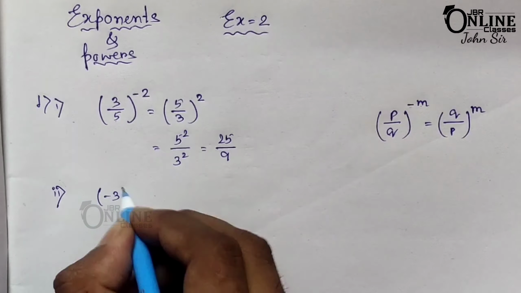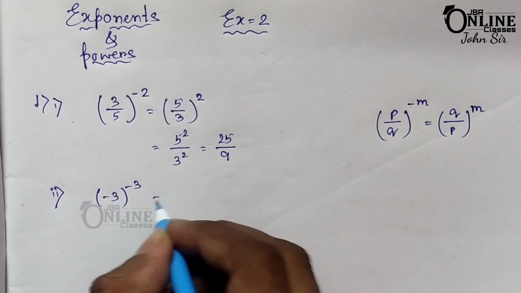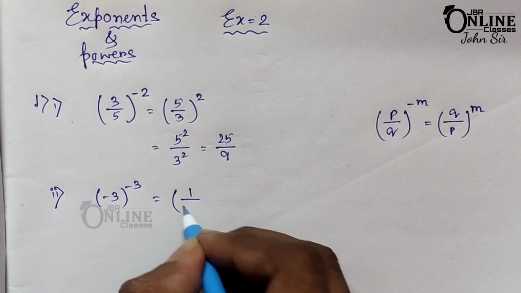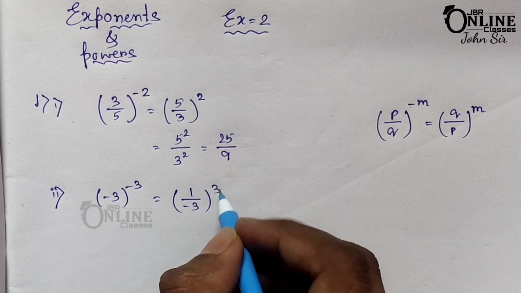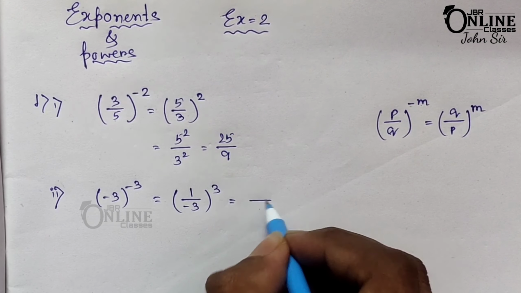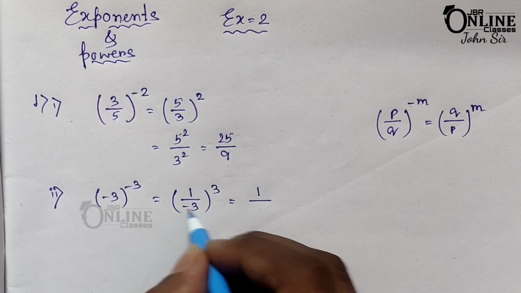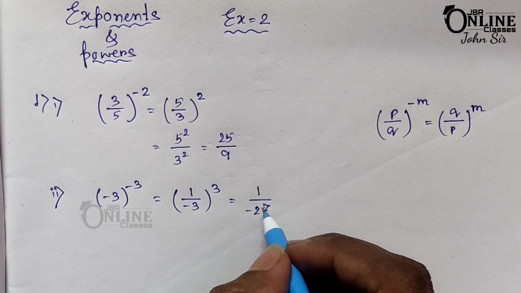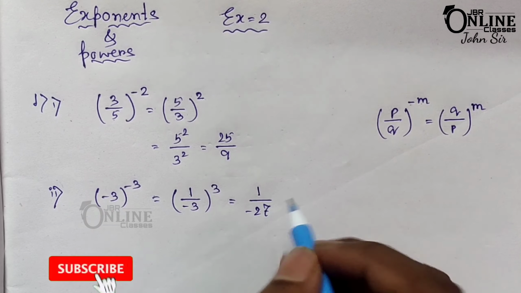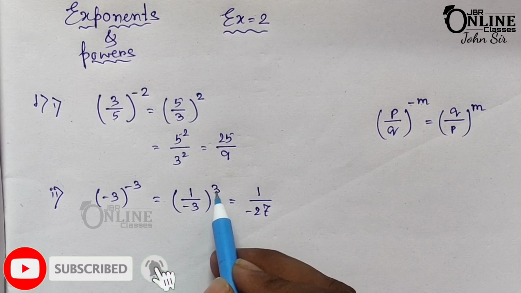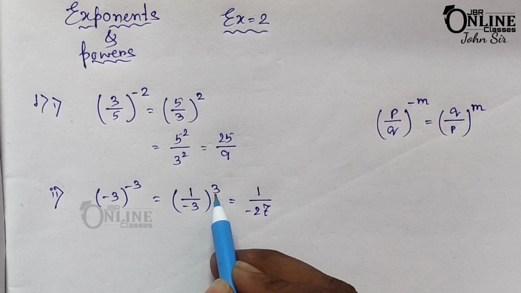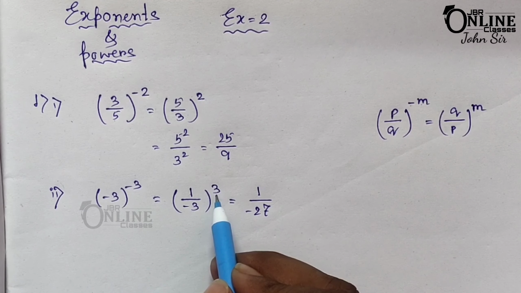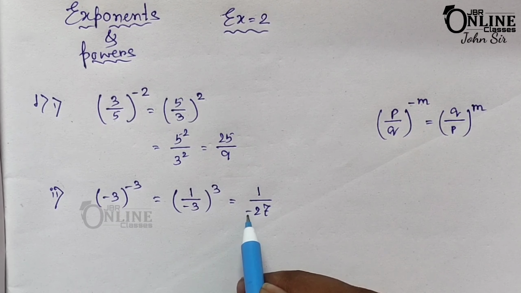Number 2, (minus 3) to the power minus 3. So here minus 3 means minus 3 by 1, so now we can write 1 by (minus 3) to the power 3. So that equals 1 cube, which is 1, and (minus 3) cube, that means minus 27. Minus 3 cube means minus 27. Now always remember one thing: if the power is an odd number then the negative will remain. If the power is an even number then the negative will change into positive.